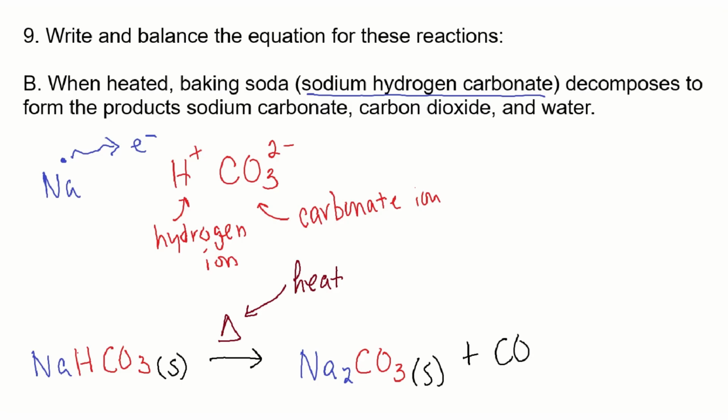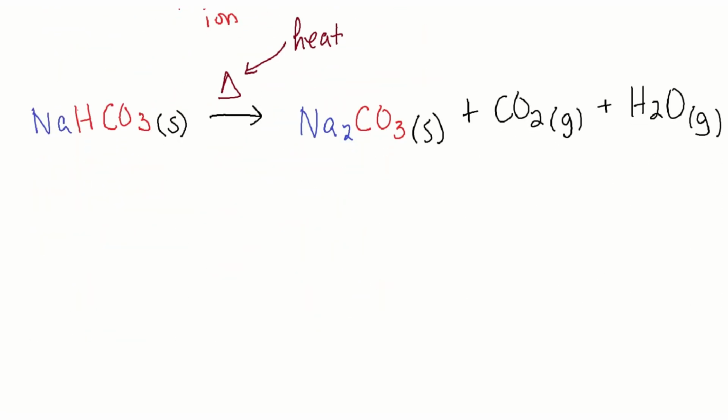Carbon dioxide is CO2. That's going to be a gas. And water is H2O. And under those temperatures, it'll be steam. So we'll put G for gas. Now let's balance the equation.